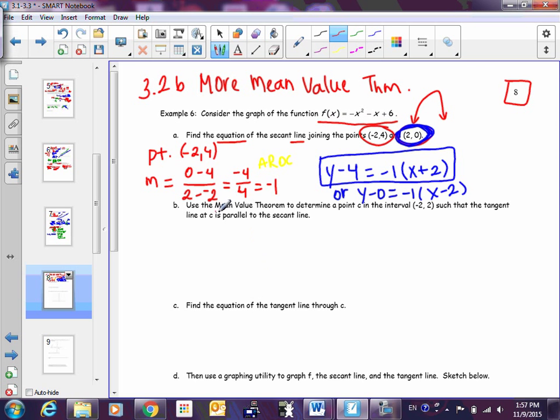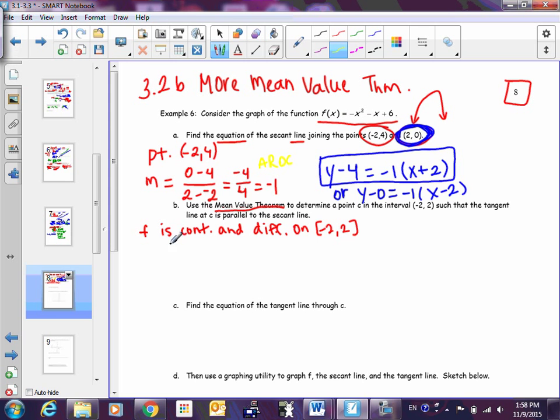So then part B starts with the mean value theorem. If I'm going to use mean value theorem, I need to state that f is continuous and differentiable on the interval -2 to 2. And I get that I'm changing these to brackets. Truly, f is continuous and differentiable everywhere. I just went ahead and made it a closed interval so that it would fit the mean value theorem. And they even give you a hint as to what mean value theorem says. It says tangent line is parallel to secant line.